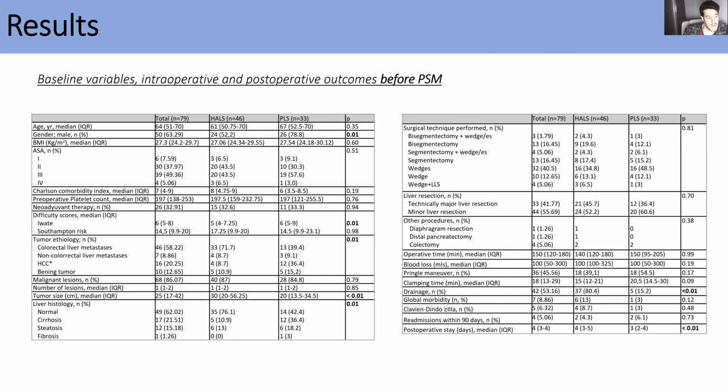The tumor size, as I commented, was also higher in the HALS group, and liver histology was normal at a higher rate in the HALS group, and cirrhosis was higher in the pure laparoscopic group, related to the higher percentage of colorectal liver metastasis in HALS and HCC in the pure laparoscopic group. There were also differences regarding drainage because in the pure laparoscopic group we use fewer drains, because in the last years we do more pure laparoscopic and we don't use drains for laparoscopic resections, and postoperative stay was also less in the pure laparoscopic group.